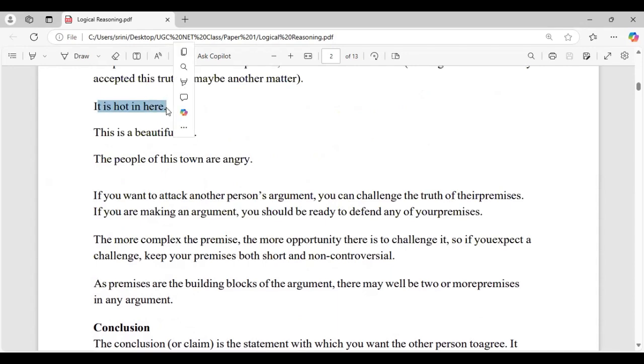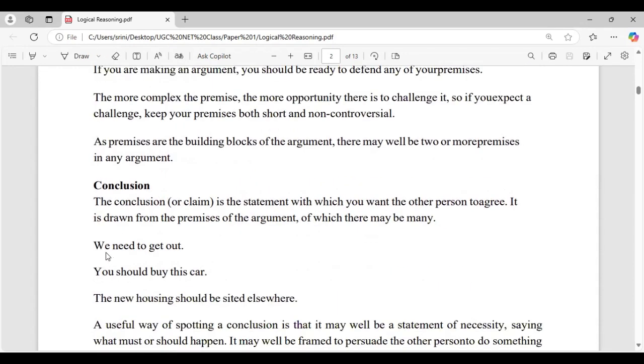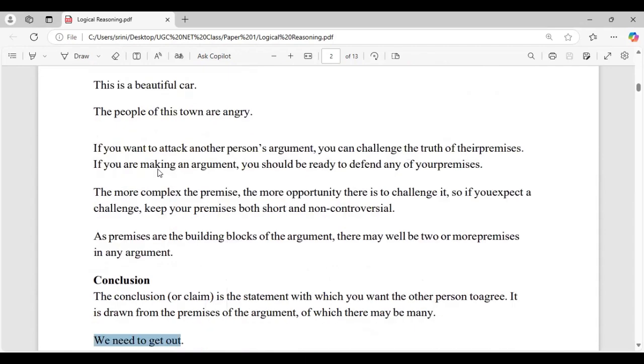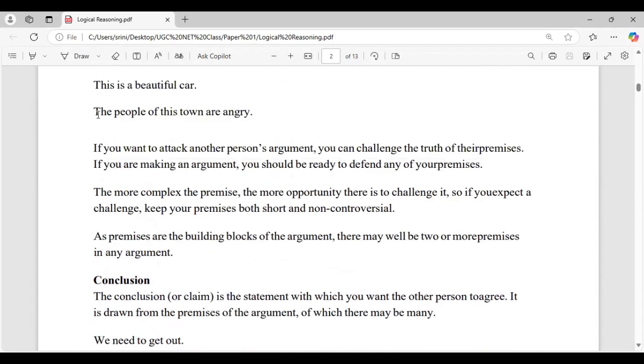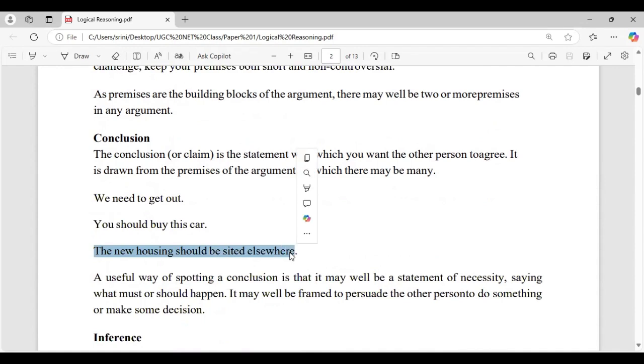So the heart here is the premises. This is a beautiful car, premise. Then you should buy this car, conclusion. The people of this town are angry, premise. The new housing should be sited elsewhere. So the conclusion here is something I am making someone agree to.